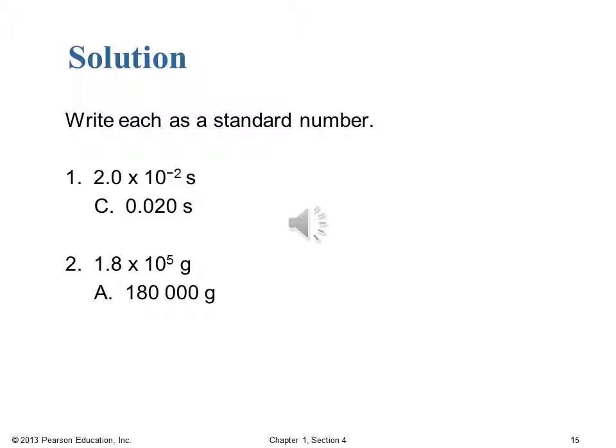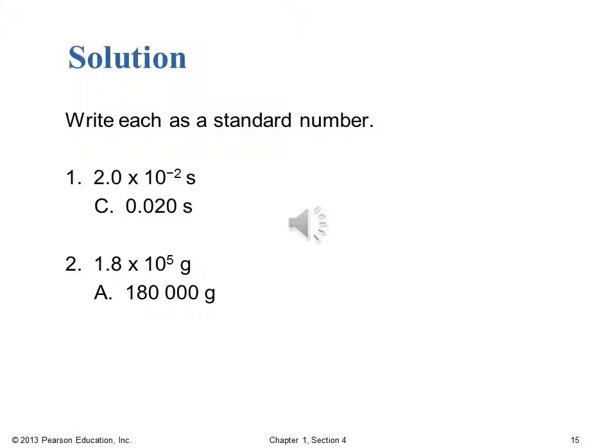Alright, so let's see how you did. For number 1, 2.0 times 10 to the minus 2 seconds. The correct answer choice was C, 0.020 seconds. The minus 2 tells us we'll be moving that decimal point twice to the left in order to get 0.020, right? The first time we move it, the decimal point goes in front of the 0, and then the next time we move it, we'll need a new placeholder 0.